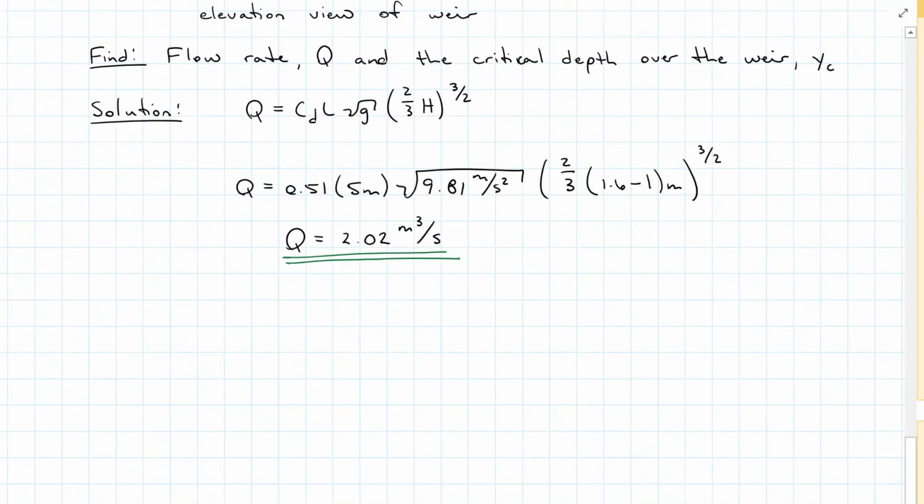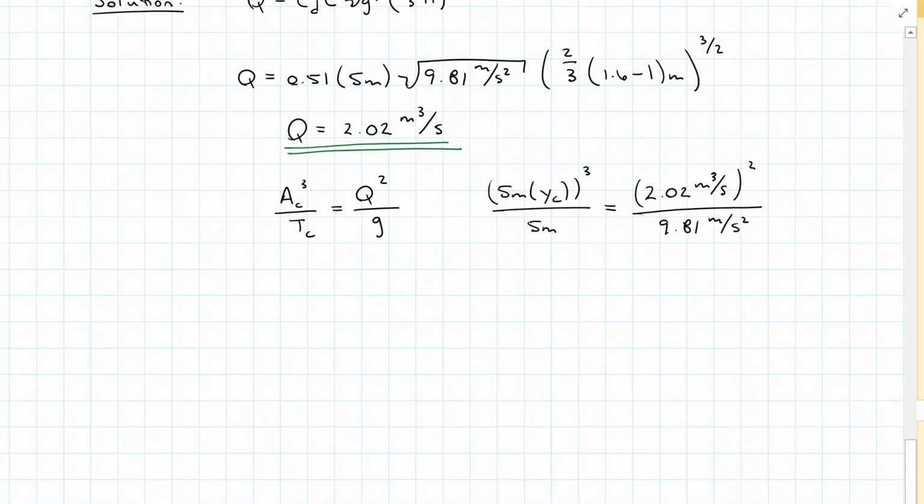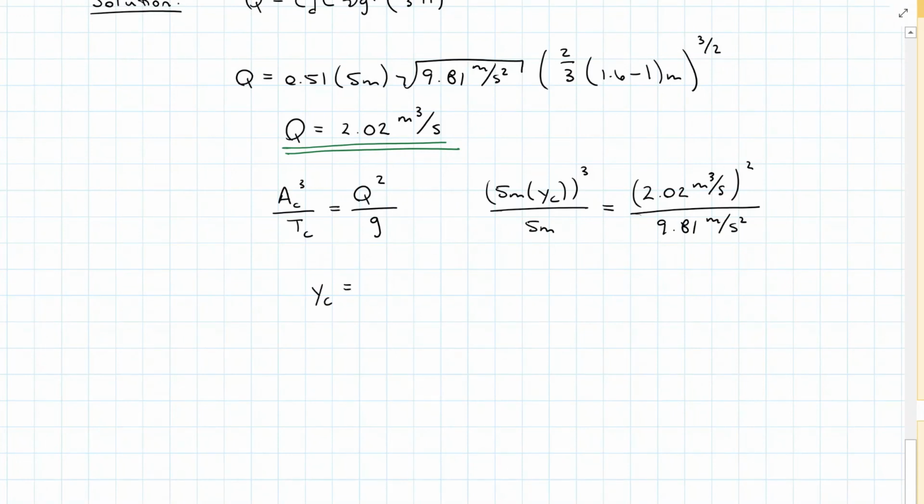Now remember, way back with rapidly varied flow, we could find the critical depth using the area of the critical depth cubed over the width and setting that equal to flow rate squared over gravity. So my critical area is going to be 5 meters times that critical depth cubed all over 5 meters. Set that equal to my new flow rate squared, over gravity. And I find that I have a critical depth of 0.255 meters.